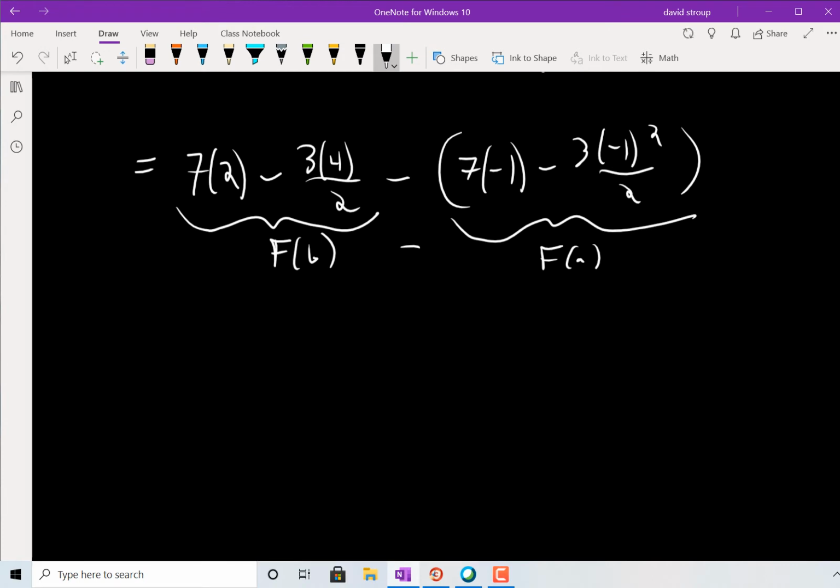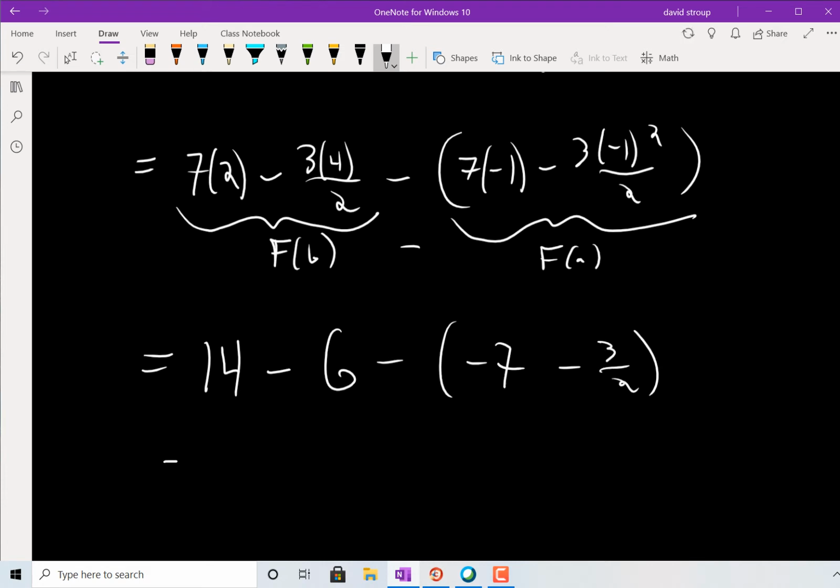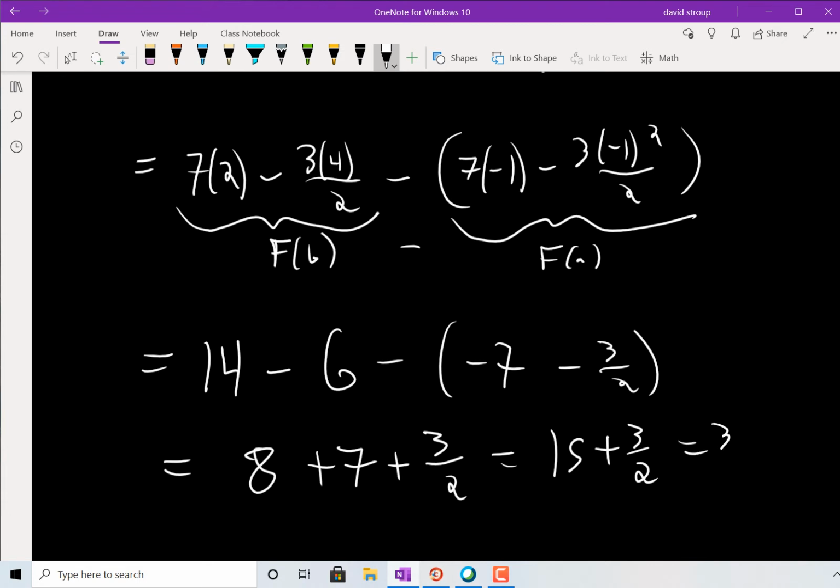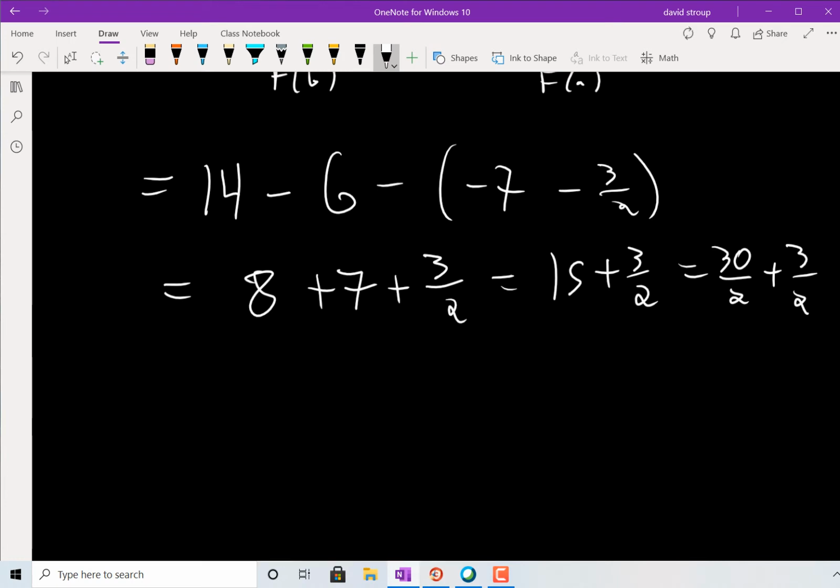And then you have to calculate, and this is the annoying part. It's real easy to make mistakes, but here it is. This will end up being 12 over 2, which is 6, minus -7 minus 3 halves. So this will be 6 plus 7 plus 3 halves, so 15 plus 3 halves, which of course is 30 halves plus 3 halves, which gives you 33 halves.